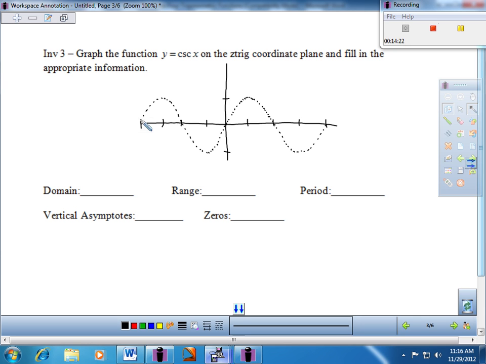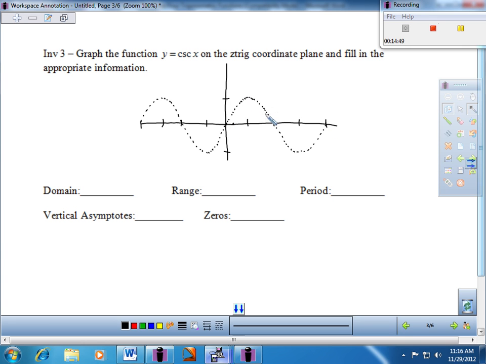So let's start out with just a couple ideas initially. What happens when I flip the sine values of 0? Well, here's sine of 0. Sine of pi is 0. Sine of 2 pi is 0. What happens when I try to flip 0? Well, it becomes undefined. So think about this. When sine is 0, what do you think is going to pop up on the cosecant graph? We'll see that in just a sec.